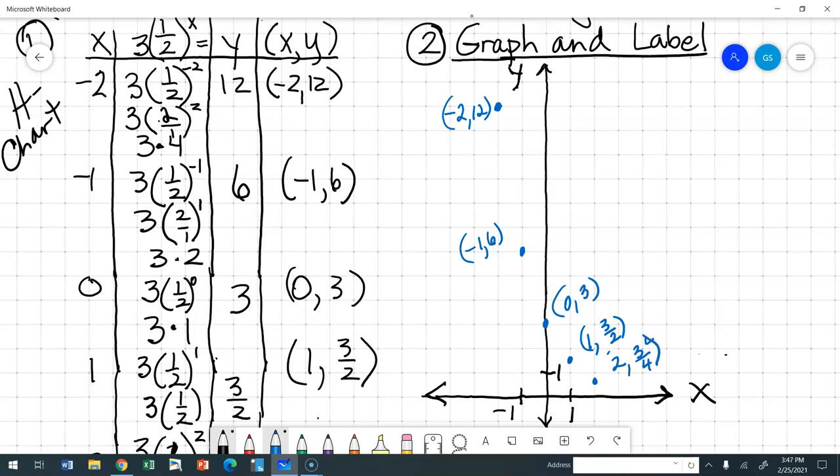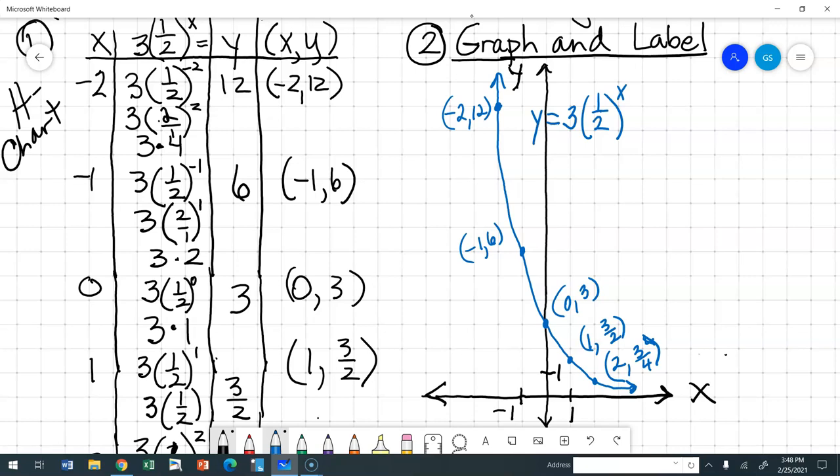Notice that does not make a straight line. So we are going to connect these points in a smooth curve. Now, when we get down here, I want you to keep curving so that the curve looks like this. And we're going to label our graph with the function rule, which is y is equal to 3 times 1/2 to the x power.